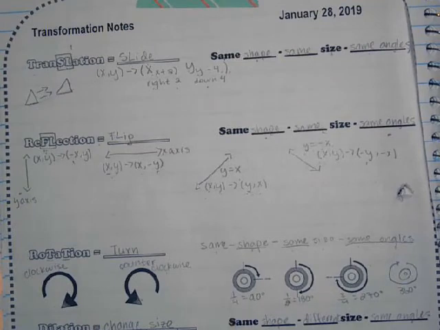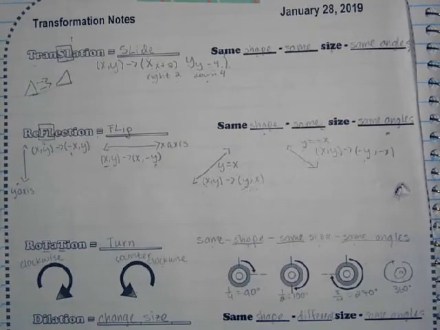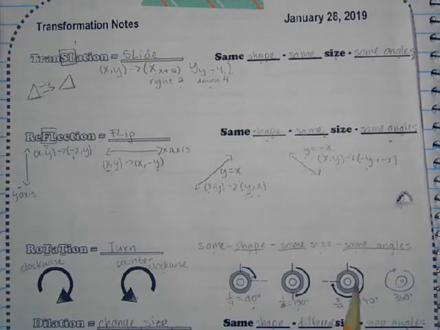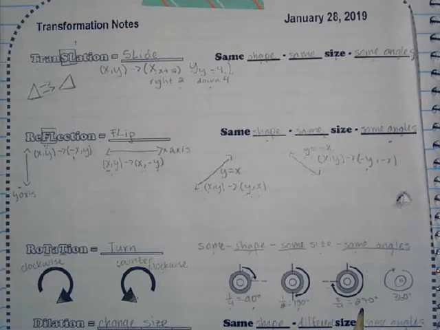We can turn objects any degrees, of course, but the most often used is a quarter turn, which is 90 degrees, a half turn, which is 180 degrees, a 3/4 turn, which is 270 degrees, or a full turn, which is 360 degrees. Okay.